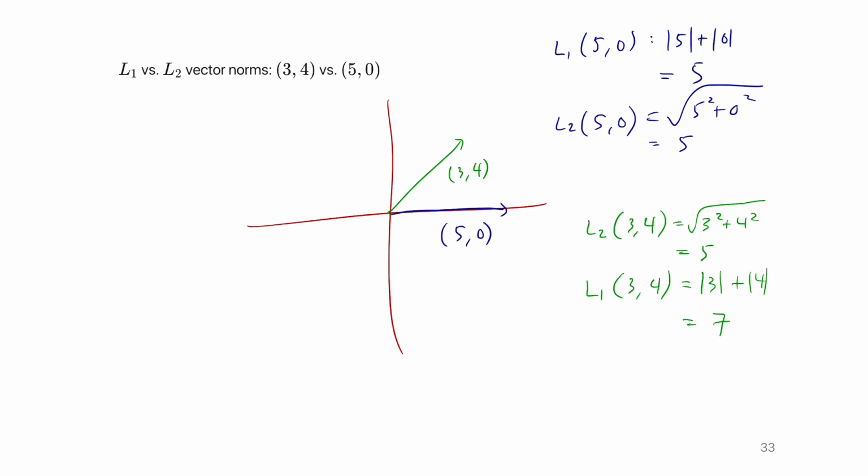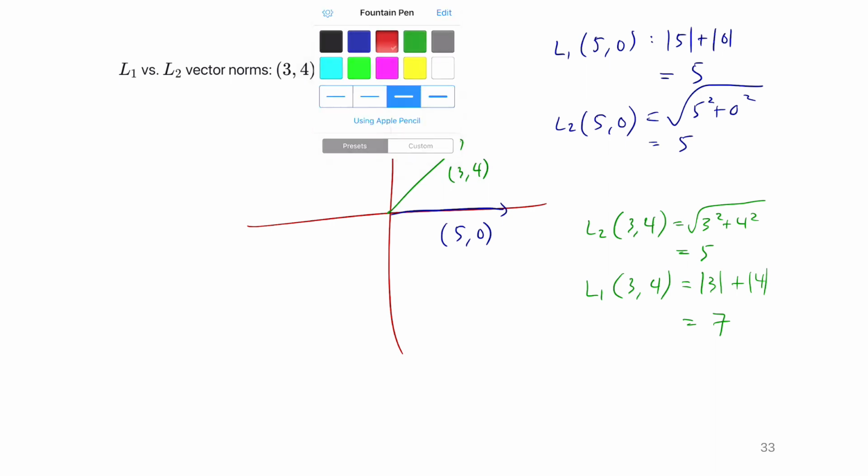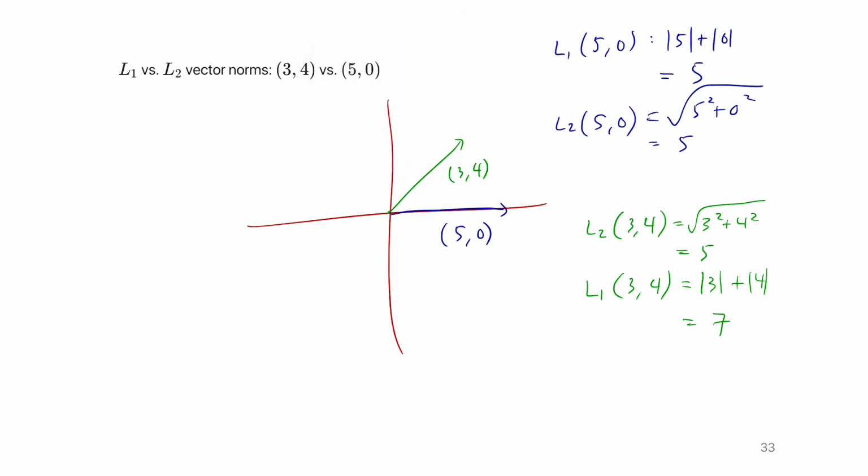Okay? And so, again, this is not a rigorous proof that L1 encourages sparsity. But we can kind of see, for two vectors that have the exact same L2 norm, so that their endpoints are the exact same distance from the origin, the one that had an element set to 0 had a lower L1 norm. Does that kind of make sense?